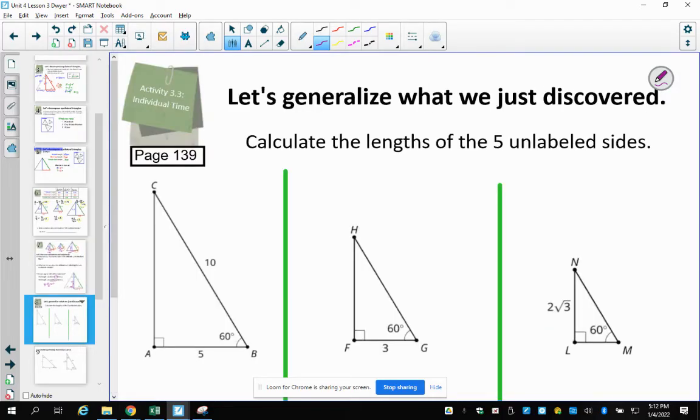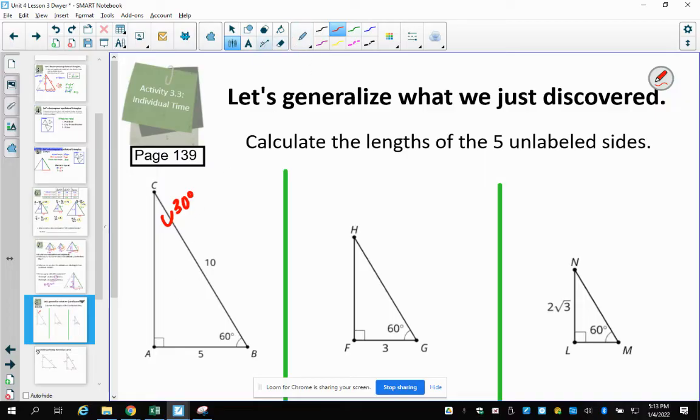So let's use this in a few examples. These examples are at the bottom of page 139. So this is half of the equilateral triangle. We know because we see this 60-degree angle. So then remember, this is going to be a 30-degree angle.